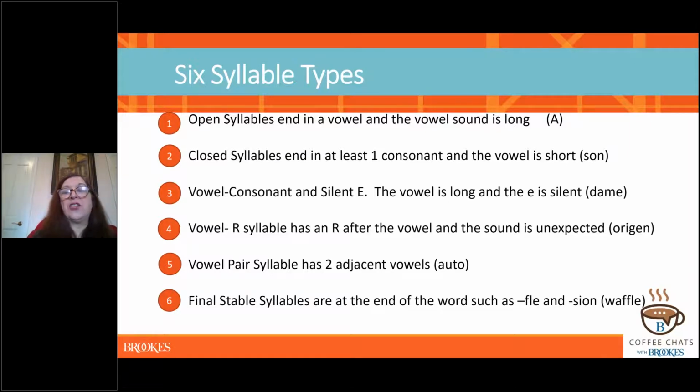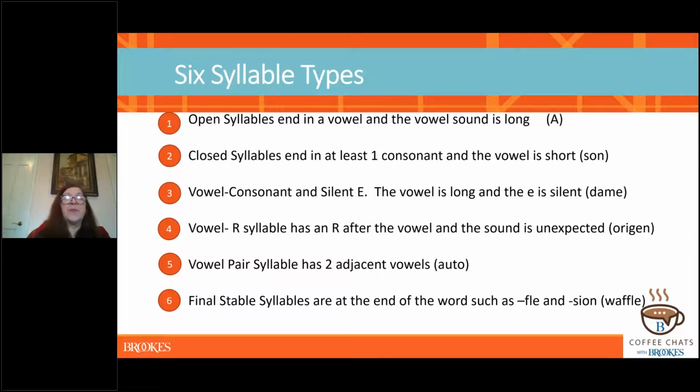But here we have to teach them that whenever the syllable ends in the vowel, it'll say its name, A. The opposite of the open syllable is the closed syllable. Here, it's going to end in a consonant, right? And so that makes the vowel sound short.